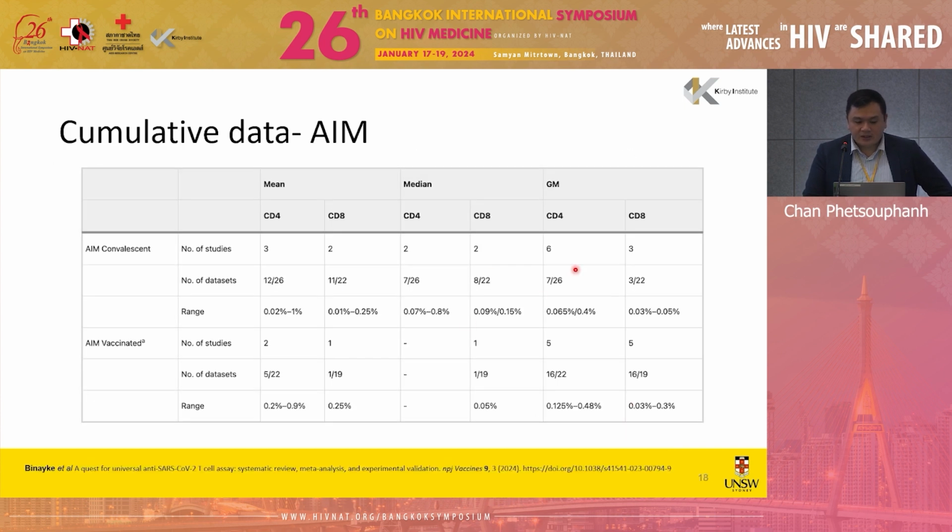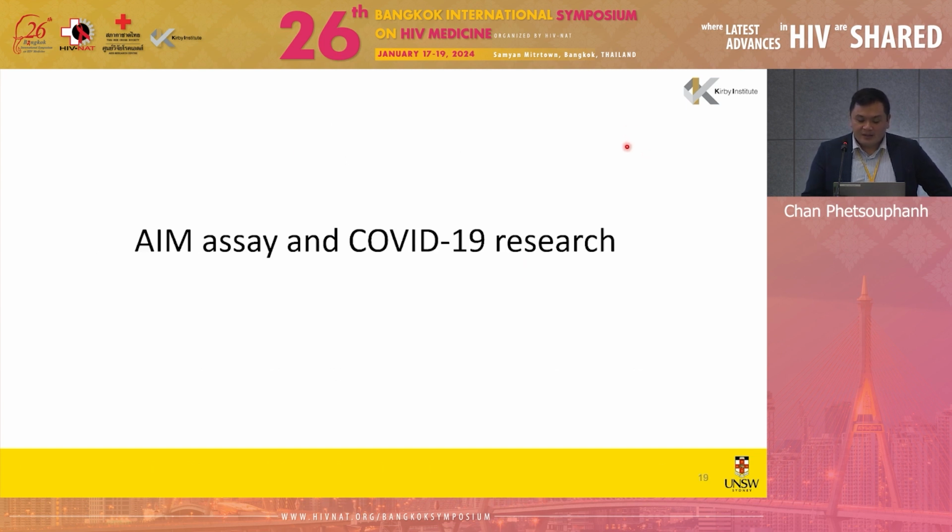And this is just showing the cumulative data, where they show that after vaccination, the ranges increase for CD8 T cell, CD4 and CD8 T cell responses using the AIM assay when you have a readout either of mean, median, or geometric mean. And so for the next part of the talk, I wanted to just show you what we've done at the Kirby using the AIM assay for COVID-19 research.